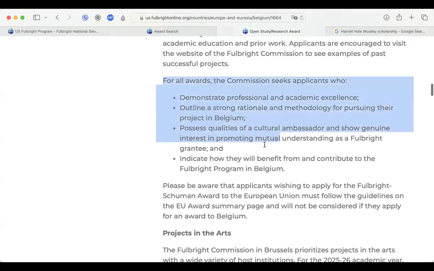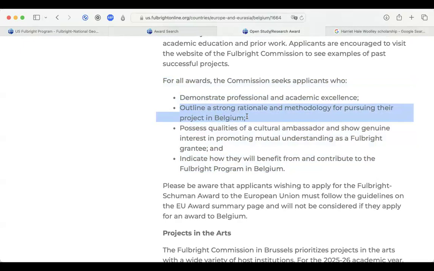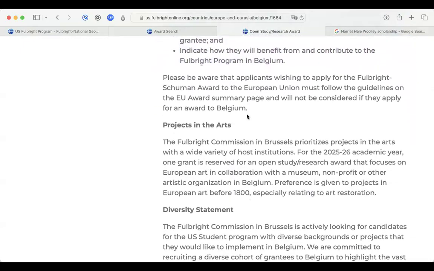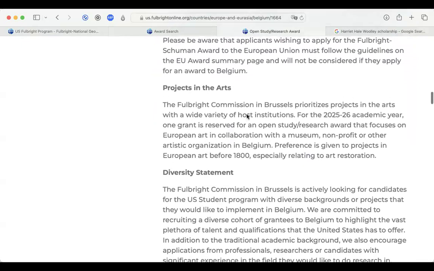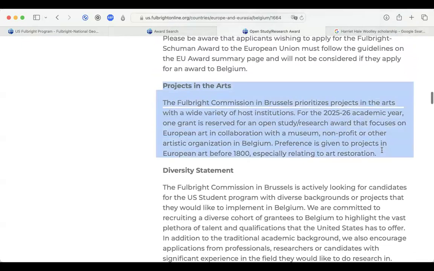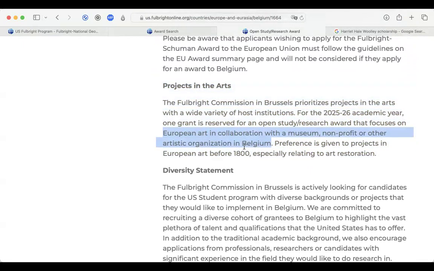And we see they're telling you that their criteria for this include professional and academic excellence, a rationale for why this is happening in Belgium, which is ideally some particular tie-in. And we see that, even though it wasn't in the earlier search, the Fulbright Commission in Brussels prioritizes projects in the arts with a wide variety of host institutions, and that they're reserving one specifically for European art in collaboration with a museum, nonprofit, or other artistic organization. And there is preference given to things before 1800.